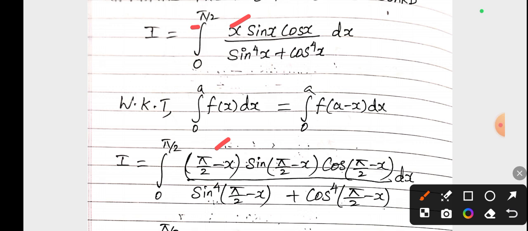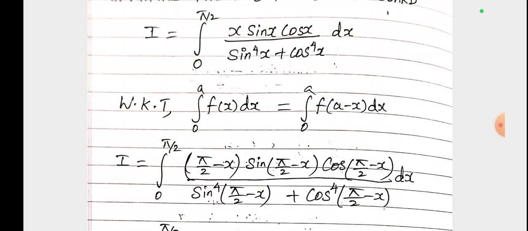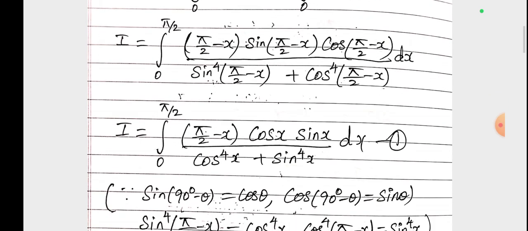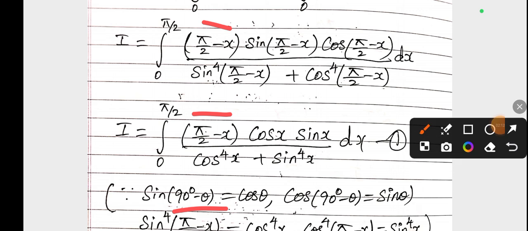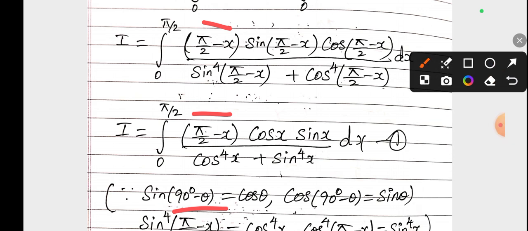Then sine of pi by 2 minus x, cos of pi by 2 minus x, sine power 4 of pi by 2 minus x plus cos power 4 of pi by 2 minus x. This step, any doubts, check. Just we are substituting. Then what are we going to do? This pi by 2 minus x remains as it is. We all know sine 90 minus theta is cos theta, then cos 90 minus theta is sine theta.